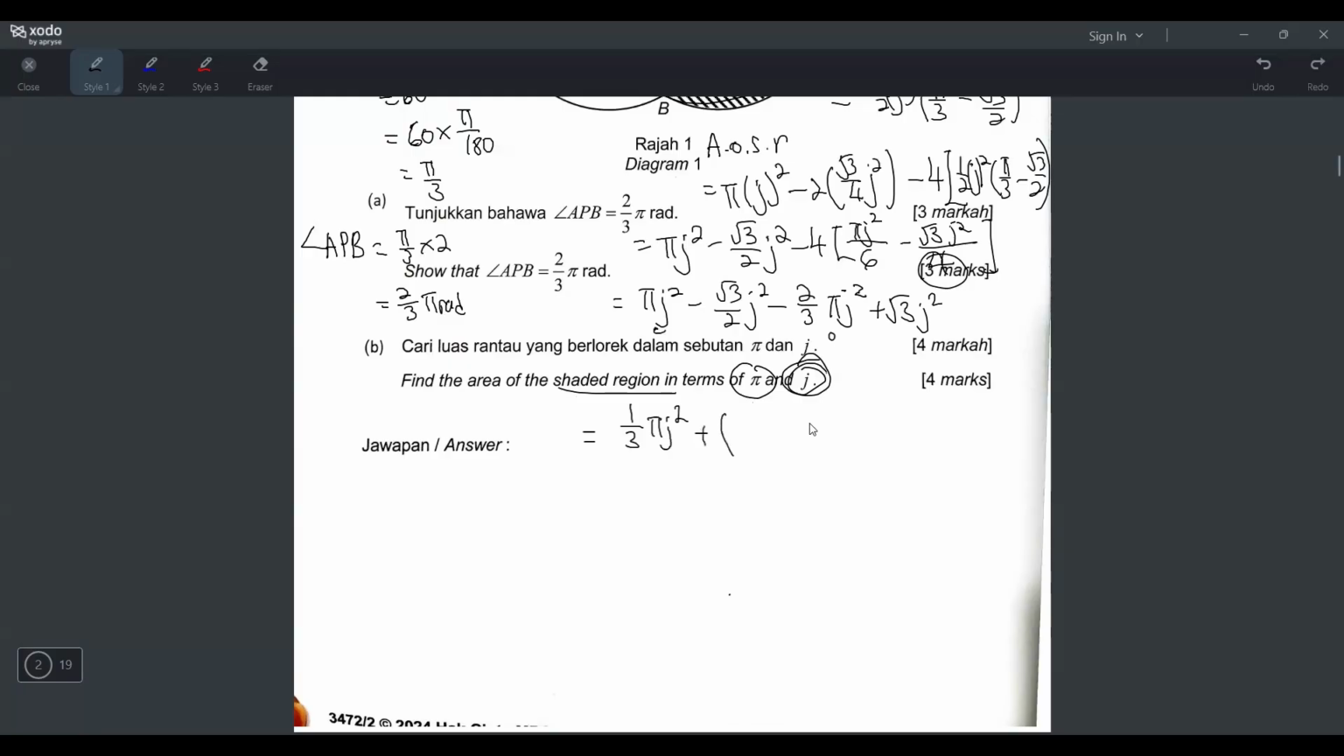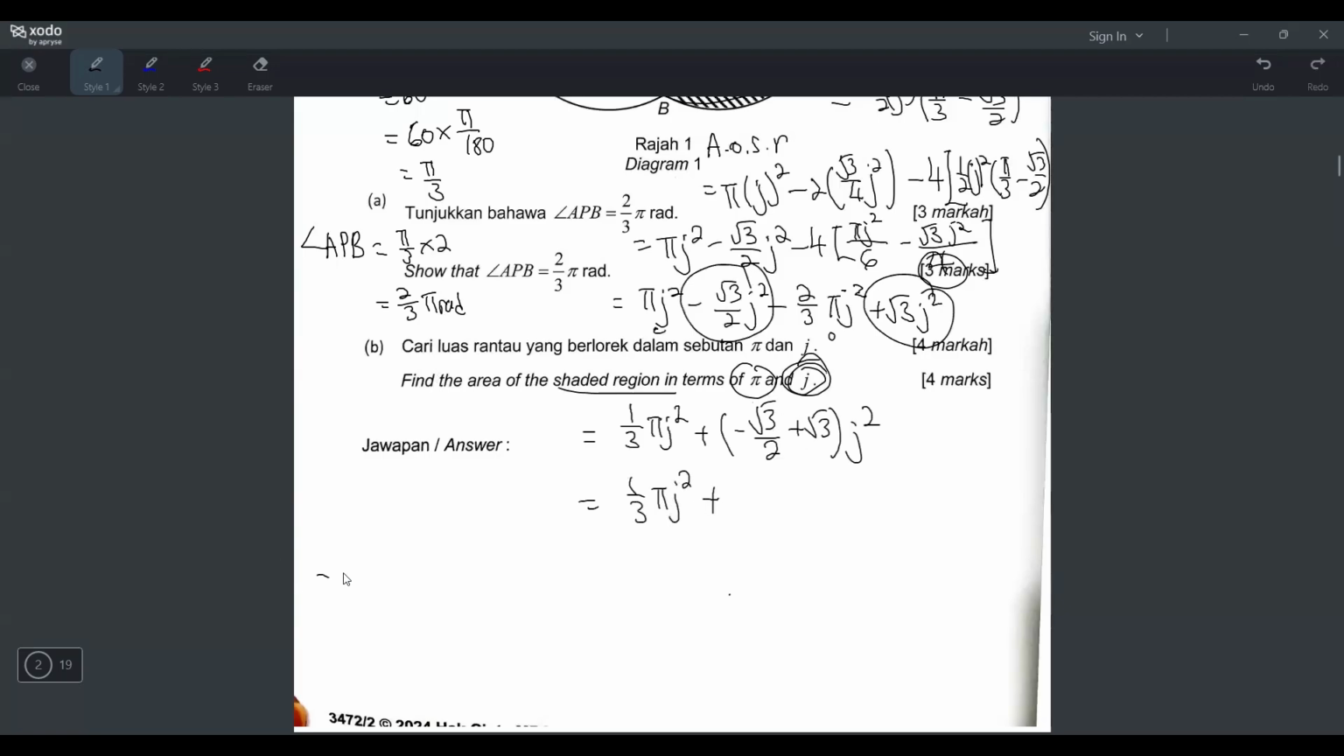Okay, I think I'll just factorize it out. So this one and this one, they both have j square, right? So why not we just factorize out the j square, and then what's left inside is just negative sec 3 over 2 plus sec 3 like this, right? But I think you have to solve this, right? So let's just do 1 over 3 pi j square. Okay, how can we do this?